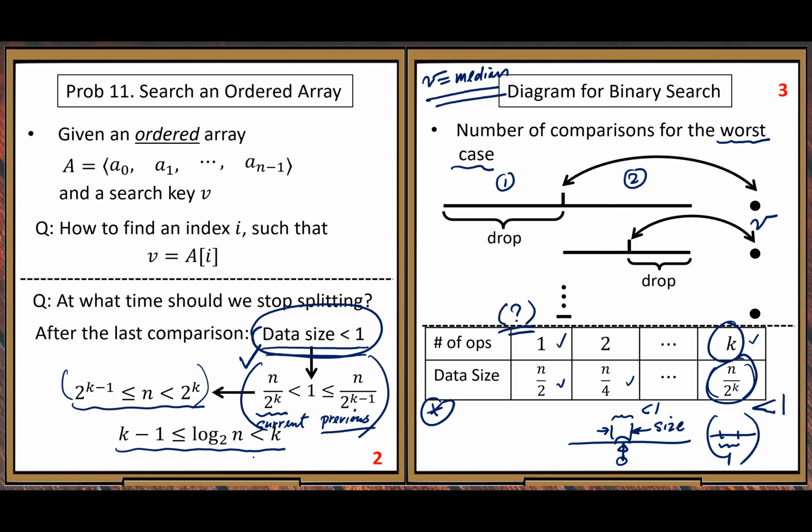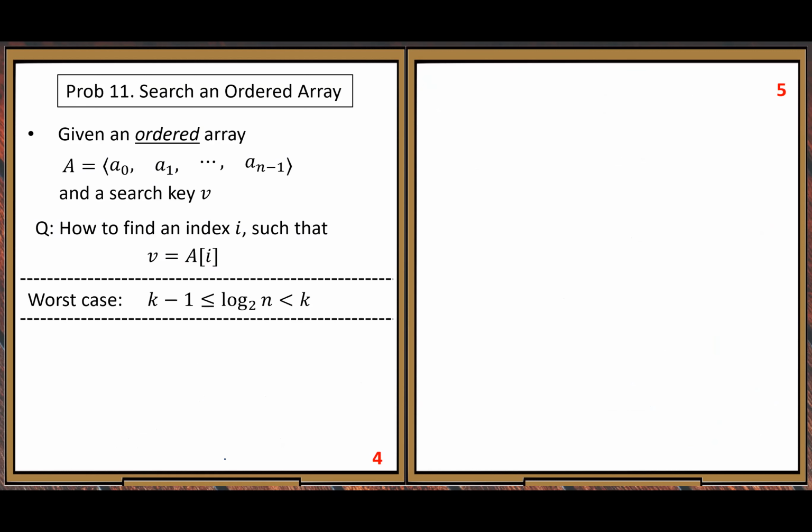a new expression. This time we try to get our k out, because k is our goal. K expression is our goal. All right. So in that way we have to use a log base 2 expression for m. So then next, here for the worst case k, it satisfies this inequality.